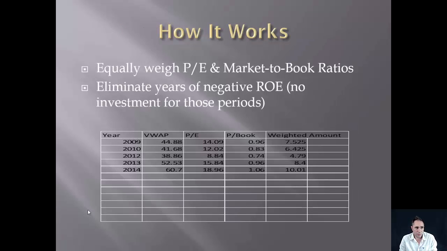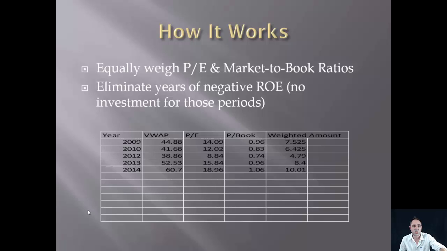So how the strategy works is you would weigh the PE ratio with the market to book ratio by 50% each, and then eliminate those years that have negative return on equity because you wouldn't invest for those periods. And then you'll compare it to the stock prices for each of those years.